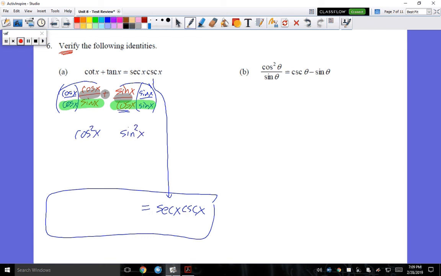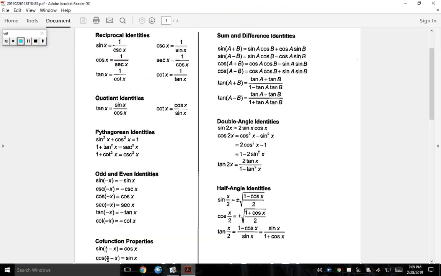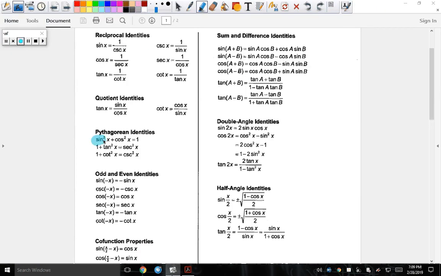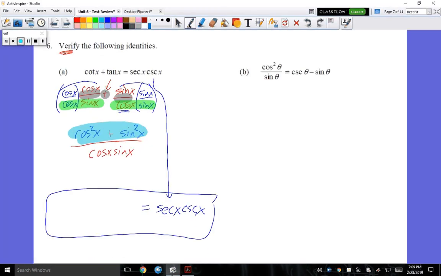And now we're able to bring it all together in addition, under one complete common denominator. We know from our trig identities that this cosine squared plus sine squared is the same as 1. And we see that right here as far as what we highlighted in class. So sine squared plus cosine squared is 1. So we're going to come back here and just write 1 over cosine sine.